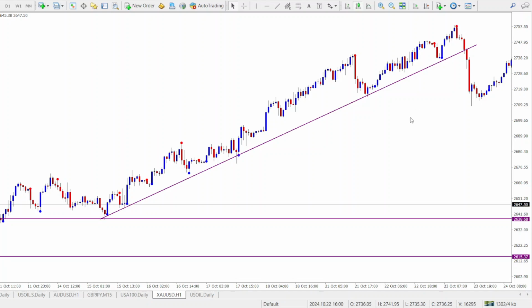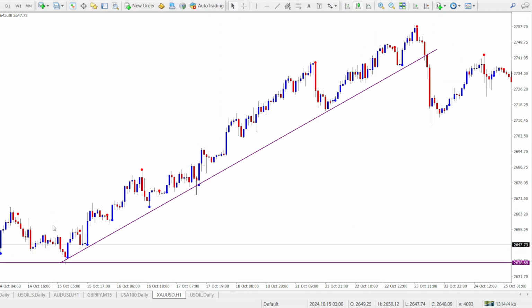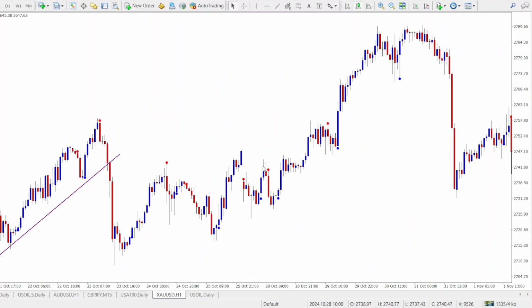All right, so that is the difference. Okay, but it doesn't mean that you must break your trades into parts. Okay, it's not necessary. It depends on your trading style.